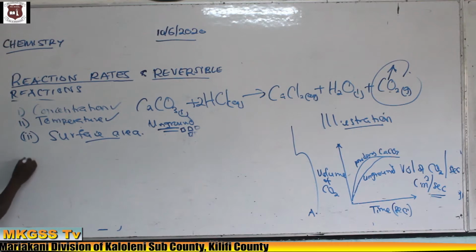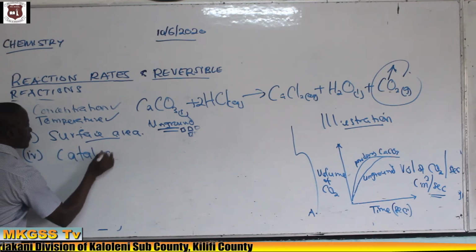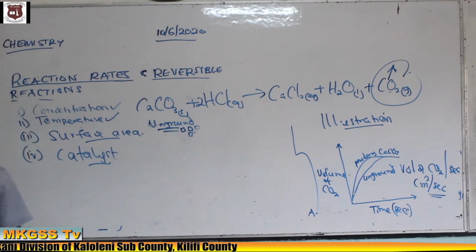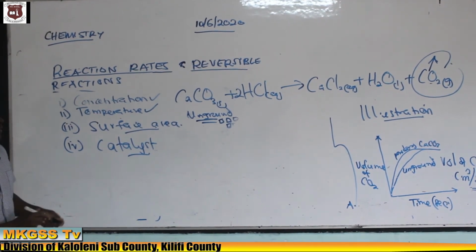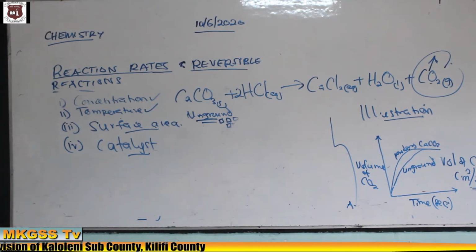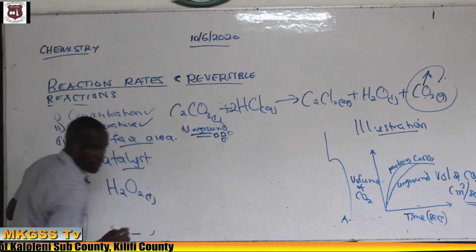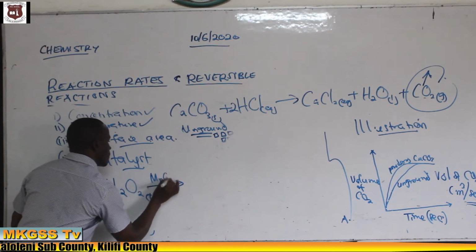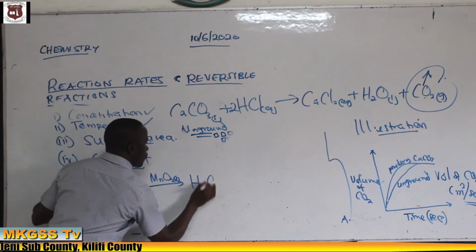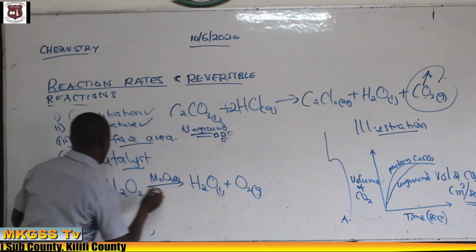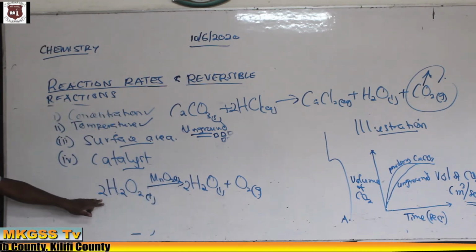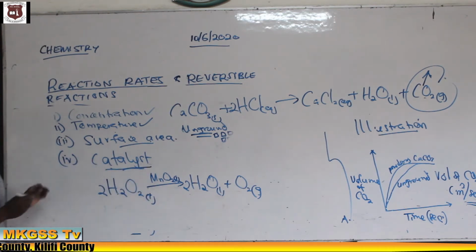Then the next factor is catalyst. How does catalyst affect the rate of reaction? In Form 1, you must have learnt about the preparation of oxygen gas by decomposing hydrogen peroxide using manganese 4 oxide, to form water and oxygen gas. Now, you must have learnt in Form 1 that a catalyst is any chemical substance which speeds up the rate of a chemical reaction but is not altered. That is, it doesn't change in terms of the quantity.